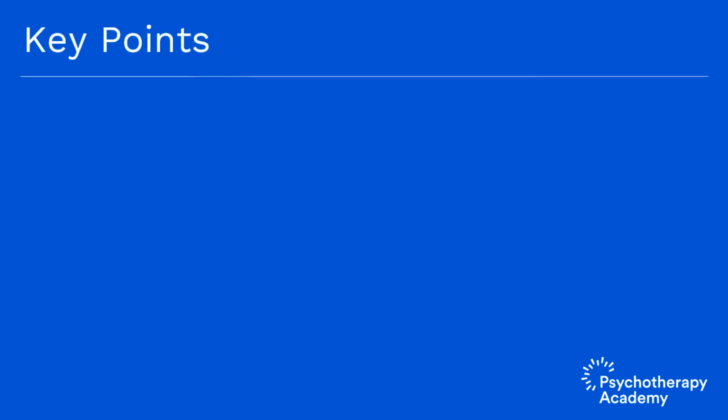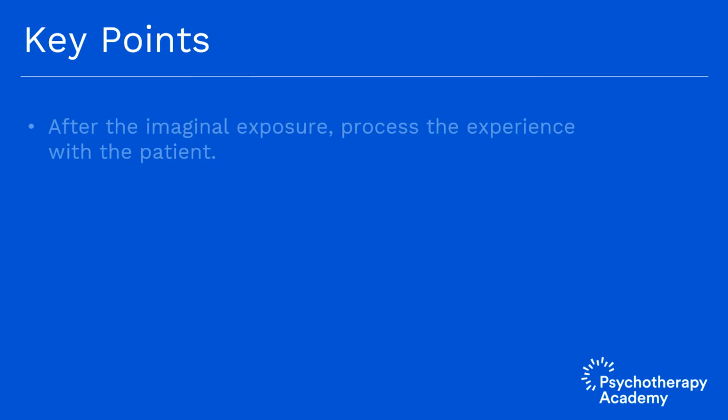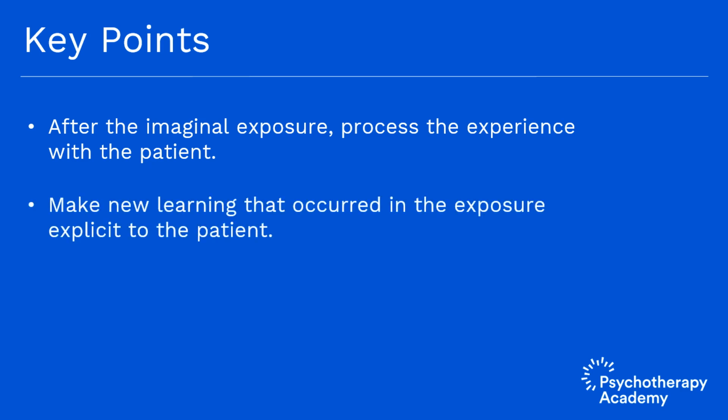Key points from session 3. Session 3 is where we begin imaginal exposure. In imaginal exposure, we ask the patient to go back in her mind's eye to the time of the trauma and recount it out loud, repeatedly, several times per session, and we record it for homework practice. After the imaginal exposure, you'll process the experience with the patient for about 15 to 20 minutes. And in processing, we want to make new learning that occurred in the exposure explicit to the patient.